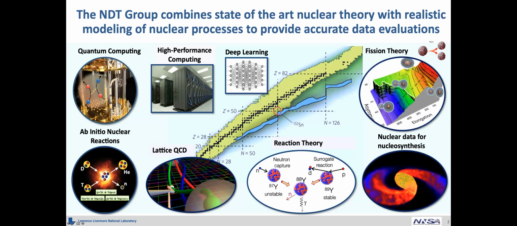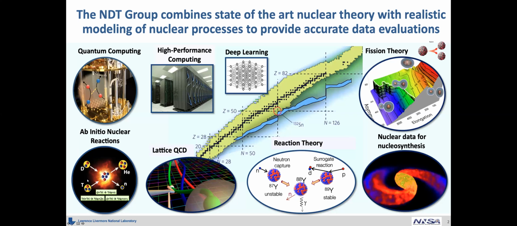I mostly work on. So the goal of ab initio nuclear reaction theory is to be able to predict reaction observables for light ion reactions. Hopefully, we would like to do not only light ion reactions, but it's generally computationally very expensive. So we focus on light ion reactions.